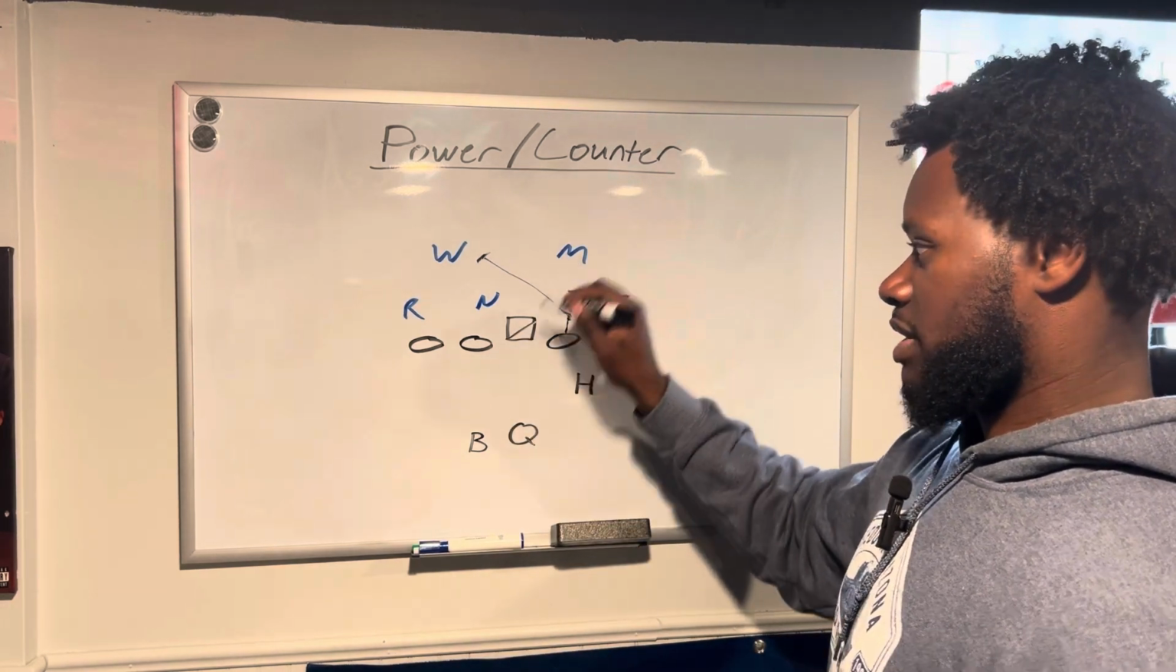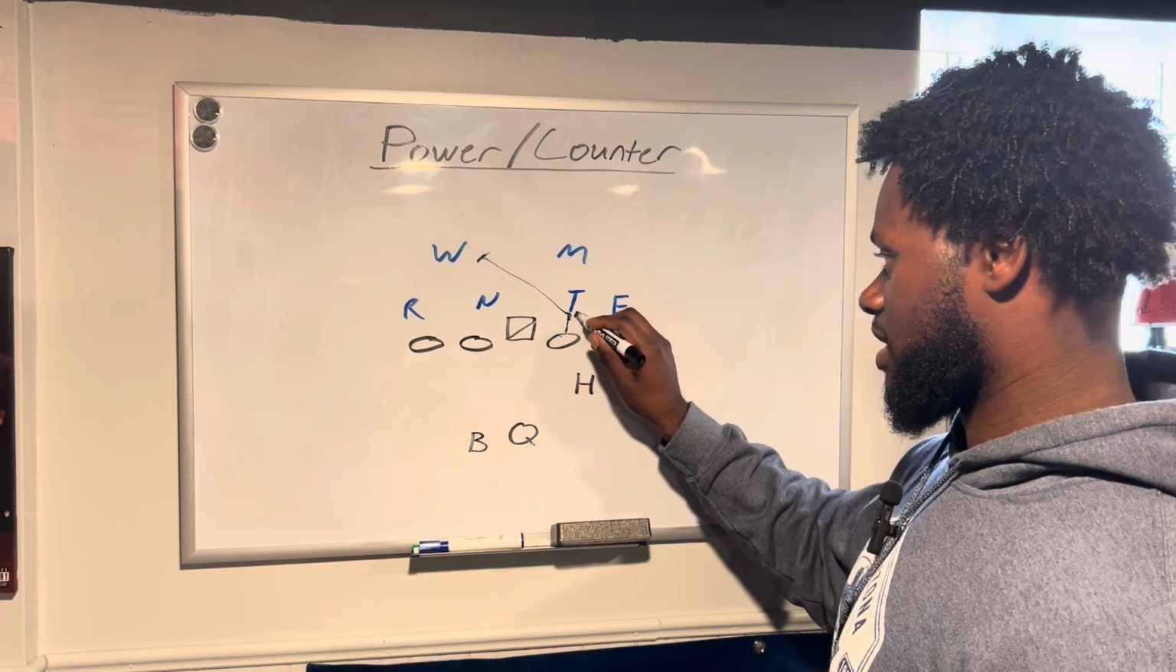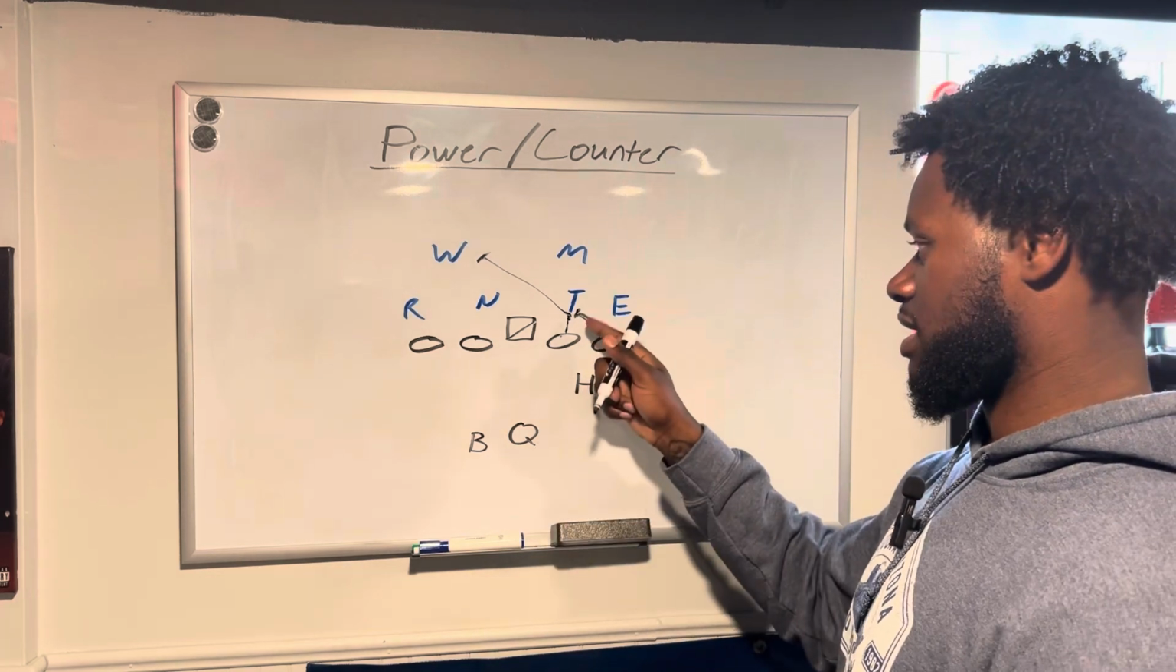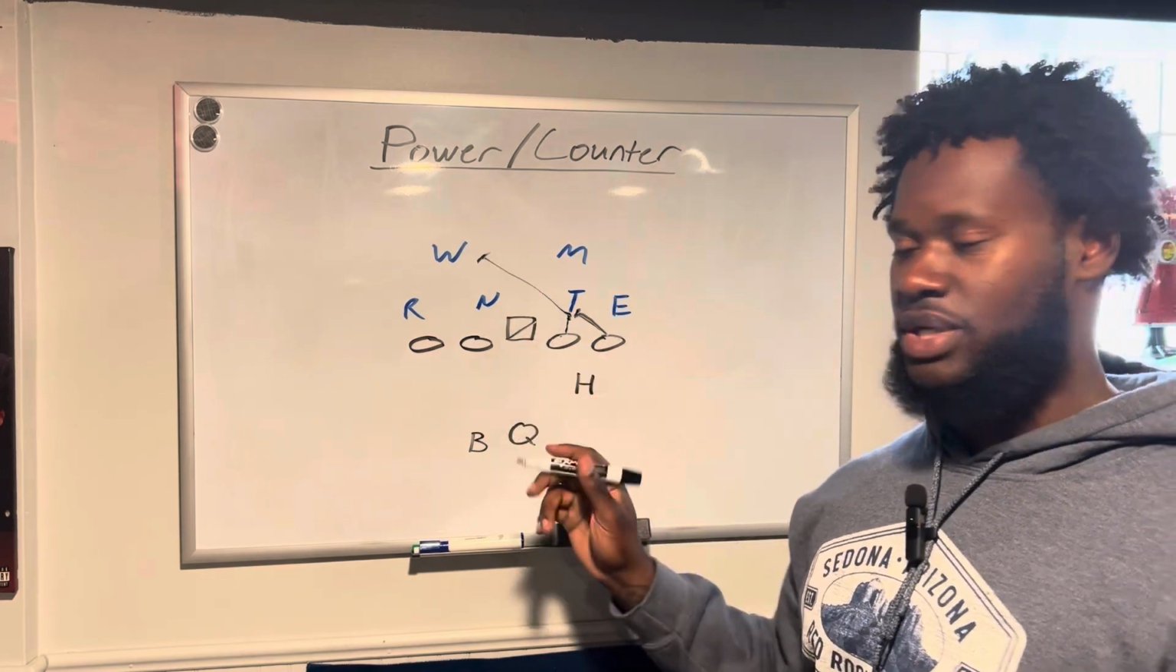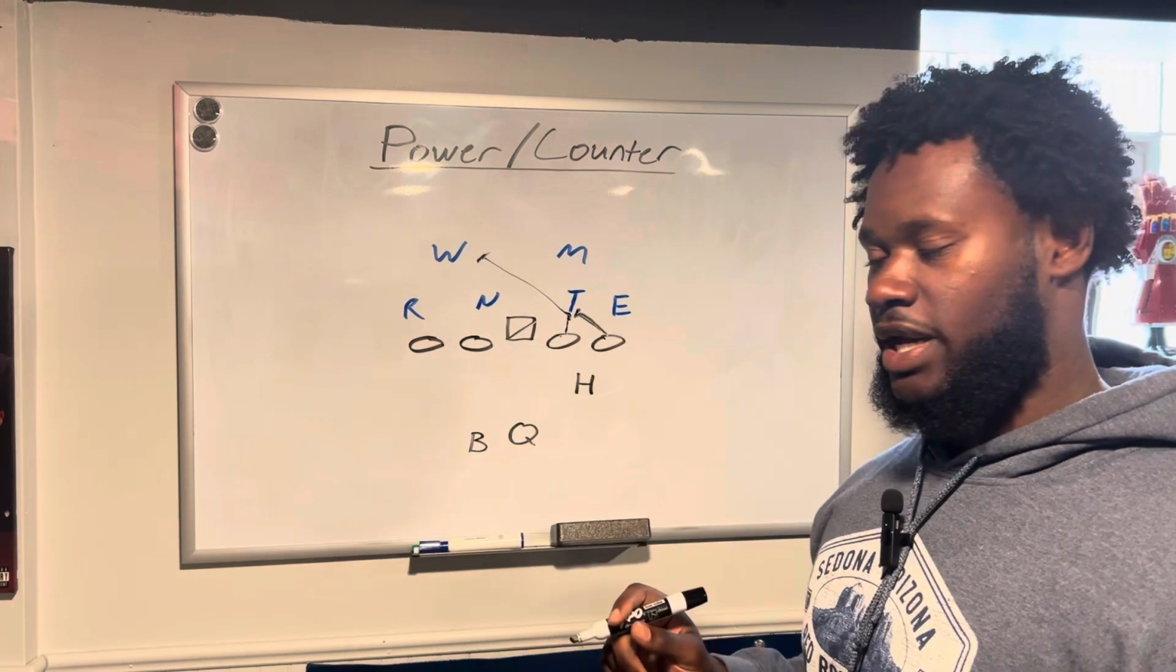So we have a point that we're pulling for. I'll get to that in a second. But first things first, we got to take care of this B gap defender, right? We're trying to get as much horizontal movement as possible on this guy to open up our B gap.